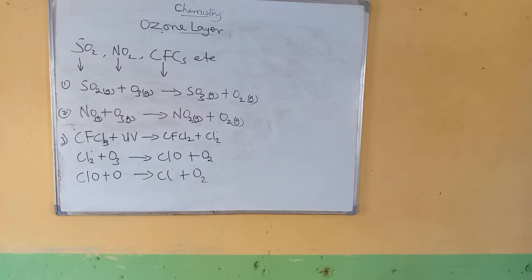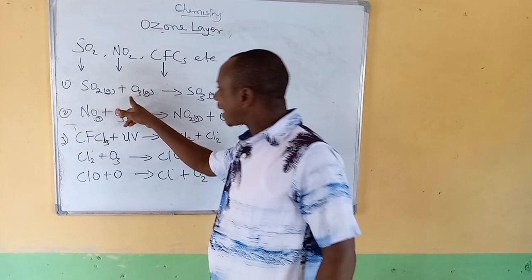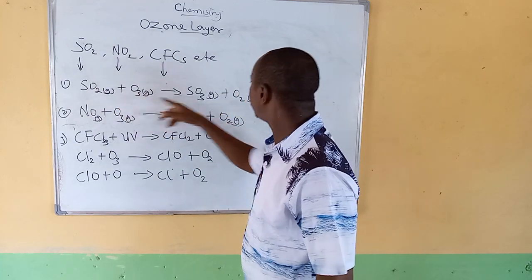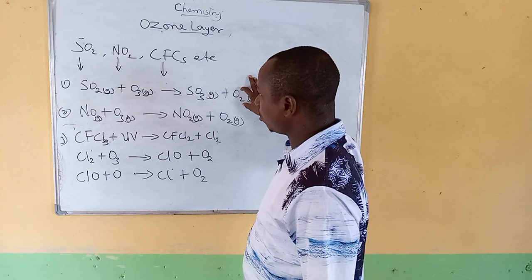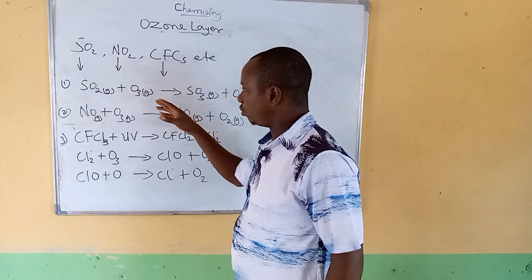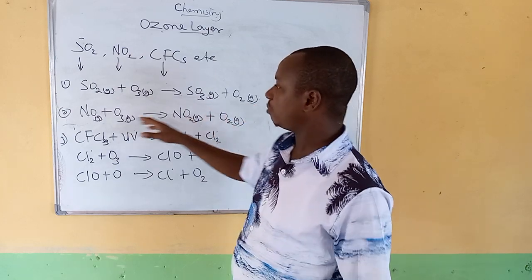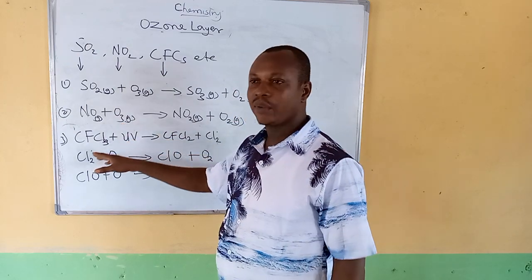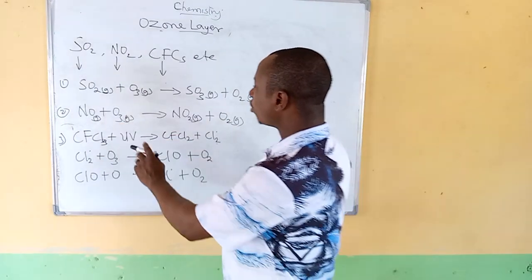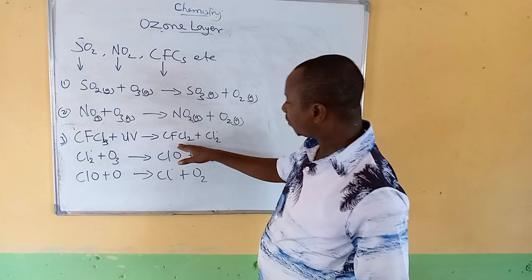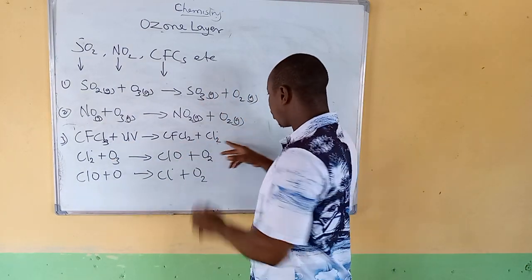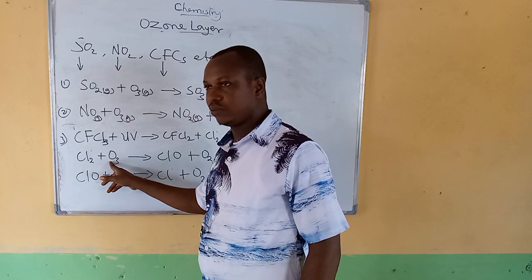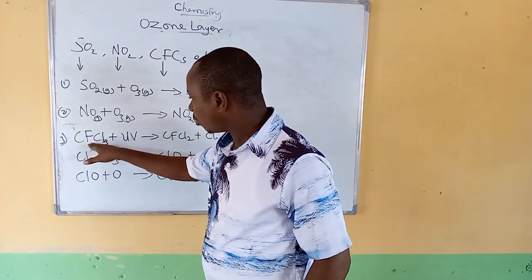If you watch carefully, you see that the sulfur(IV) oxide will attack ozone, forming sulfur(VI) oxide and depleting that ozone to ordinary oxygen. That is the reaction of how sulfur(IV) oxide will attack ozone. The same thing with nitrogen monoxide and all the rest of them. But importantly, chlorofluorocarbon will react with ultraviolet light to form this compound and release a free radical called chlorine. And this free radical chlorine is the one that will attack ozone. That is just the reaction.